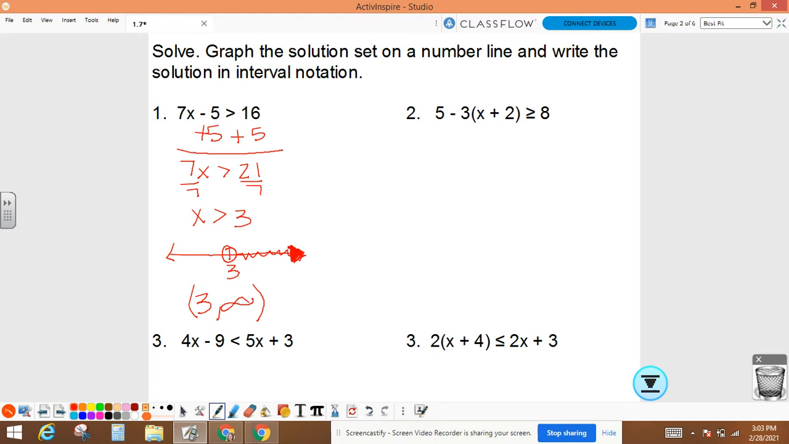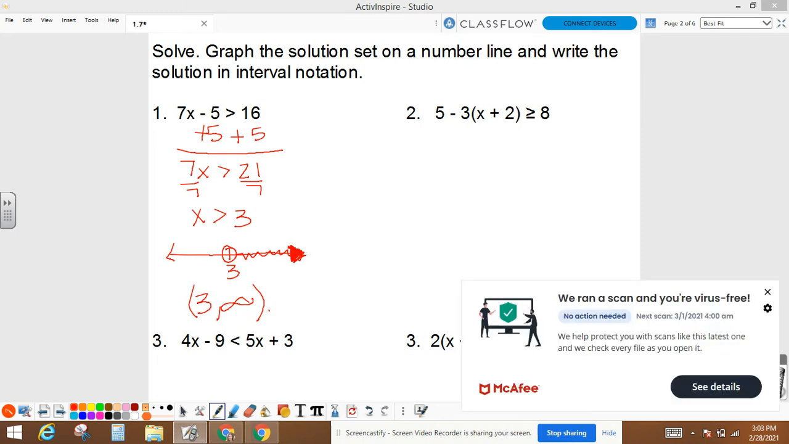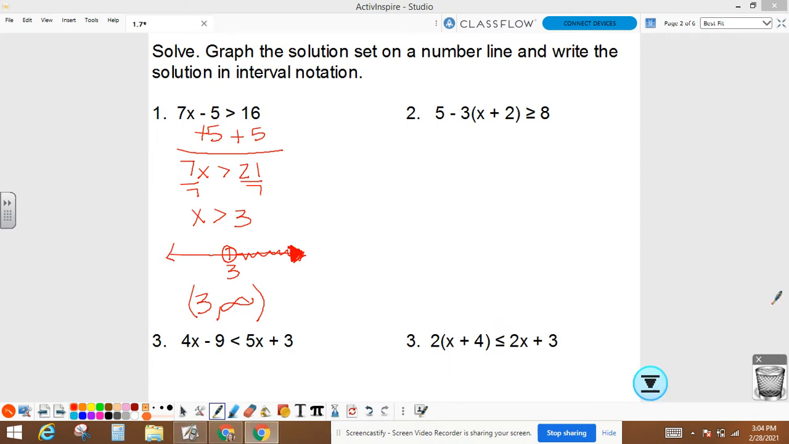Infinity always gets a parenthesis because brackets are for numbers that are actual solutions, and infinity is not an actual number. So you can't be infinity. So you can't have a bracket.